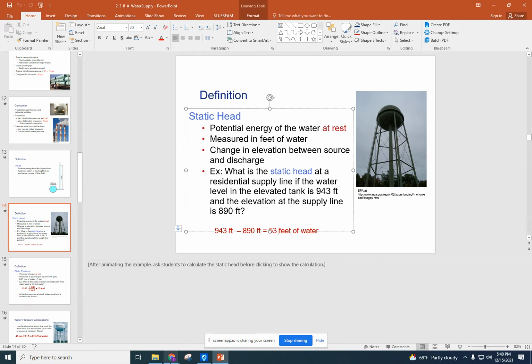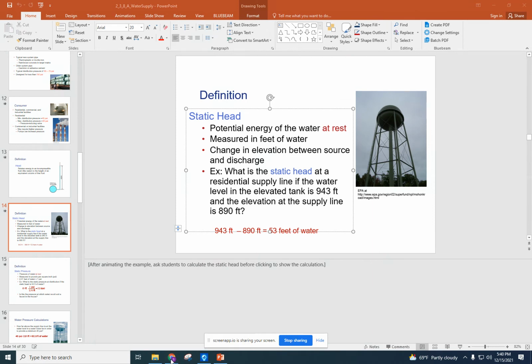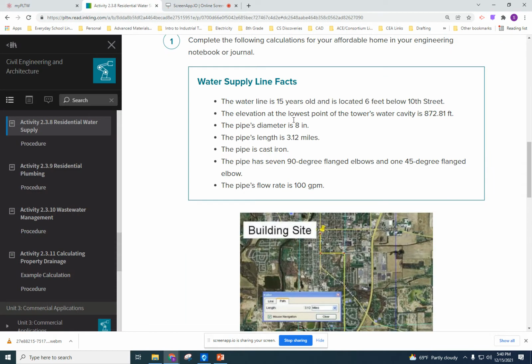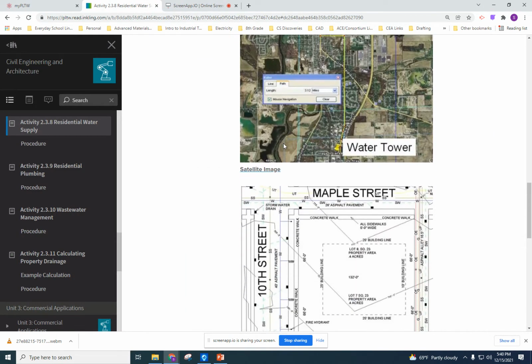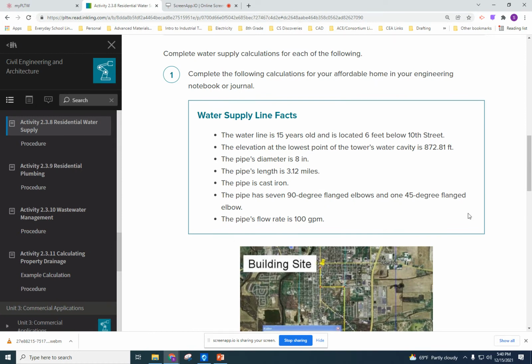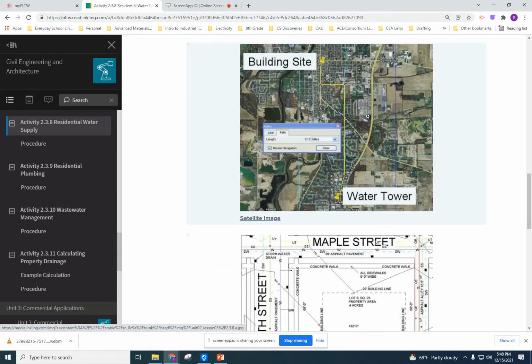So for example, when we come back, oops, yes, back over. I need to shrink this, I guess. Back over to our activity, the first thing they're going to ask us to do. So, this is an activity. They give you these facts, and we're going to be looking at those here in a second. They give you a map. They say, here is your water tower. So, that is 3.12 miles from that water tower to our site.